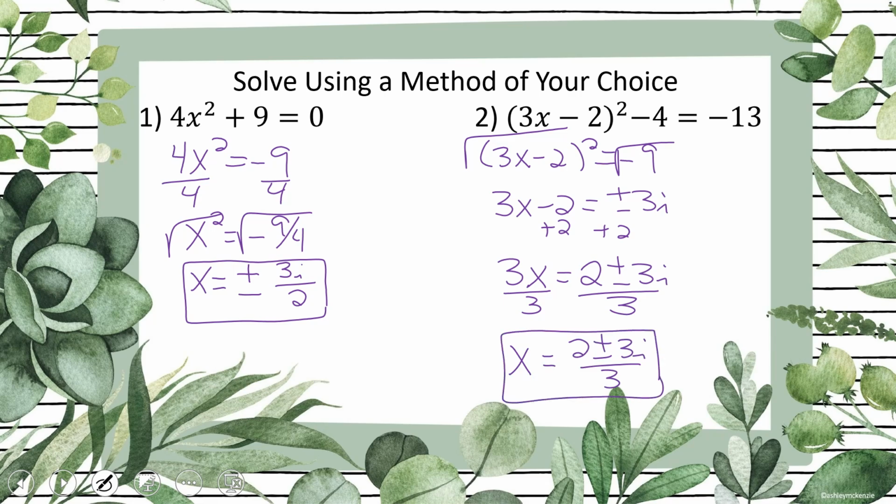So when you're solving quadratics now, if you do end up with a negative under the radical, it can simplify. Think about breaking down with your perfect squares, and then just don't forget your i.